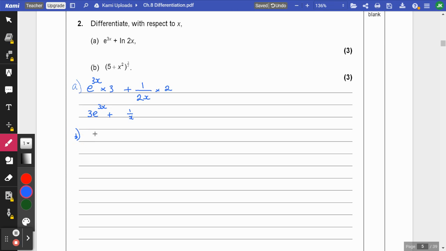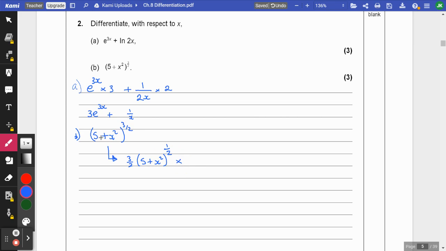Part B, we've got 5 plus x squared to the power of 3 over 2. So again, this is another chain rule. We're going to differentiate the outside function. So this becomes 3 over 2, lots of 5 plus x squared to the power of a half. We take away 1 from the power.